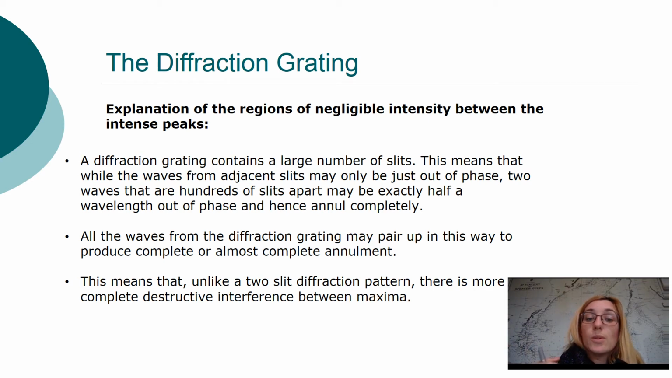So it's possible that all of the waves, or almost all of the waves from the diffraction grating, might pair up like that and produce complete or almost complete annulment for the most part. So unlike a two-slit diffraction grating, there is much more complete destructive interference between maxima. And so hence why the further we go out, the broader the areas of annulment actually become before we reach another section of two lucky waves perhaps that have actually coincided and reinforced each other.